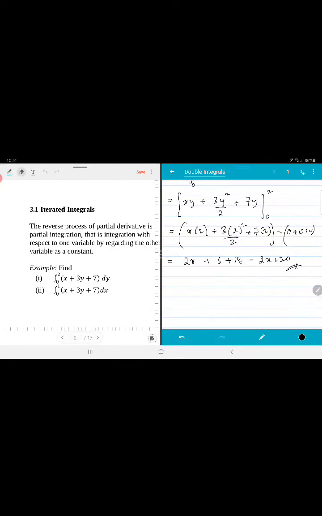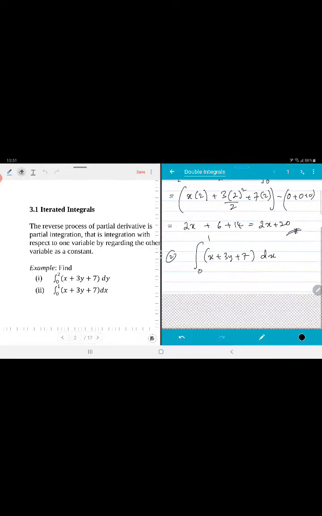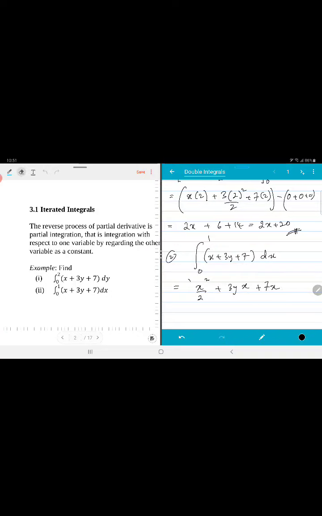Okay, the second example, we still have the same integrand, which is x plus 3y plus 7, but now the integration is with respect to x, from 0 to 1. Again, this is partial integration. We integrate with respect to x by holding y as a constant. So integrate a term at a time. The first term is x. Integrate with respect to x, we get x squared over 2. And here 3y is considered as constant. So integrate with respect to x, we get 3yx. 7 is a constant. Integrate with respect to x, we get 7x.